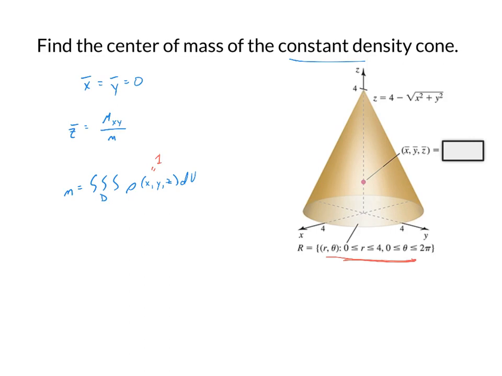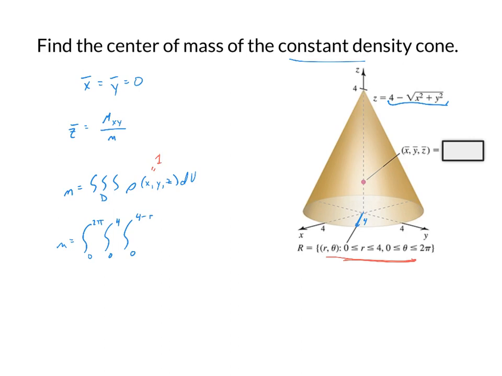So our mass integral, since we know we're going to do polar, our theta bounds are from 0 to 2 pi, because it's the whole way around. Our r bounds are from 0 to 4. That cone intersects the xy plane at a circle of radius 4, and you can see that in the picture. And then the z bounds are from 0 up to 4 minus r. The cone has the equation z equals 4 minus the square root of x squared plus y squared, which is just 4 minus r when we convert to polar. That makes things a little easier to work with.